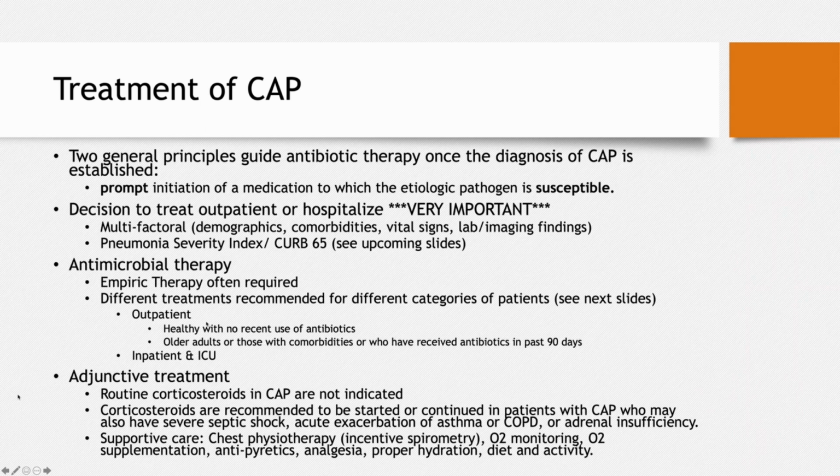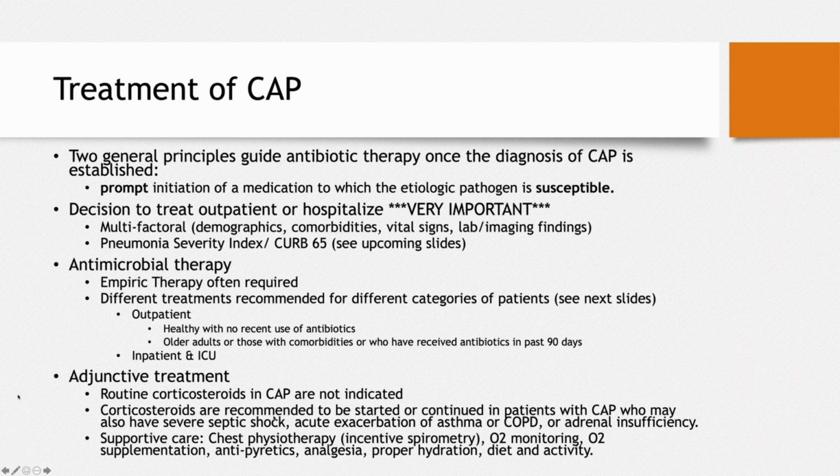And when we're talking about outpatient therapy, we want to consider those that are healthy with no recent use of antibiotics. They get 1 set of drugs, and then older adults with comorbidities and those who've received antibiotics within the past 90 days receive a different treatment. In addition to antimicrobial therapy, which is the mainstay of treatment for pneumonia, there is a place for corticosteroids. However, routine corticosteroids are not indicated, so they're usually reserved for those with asthma or COPD with exacerbation related to the community-acquired pneumonia, and those that have severe septic shock.